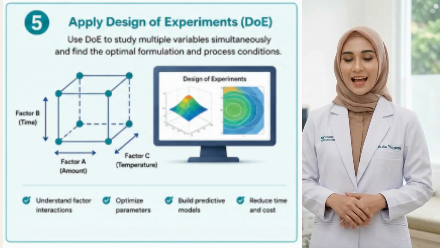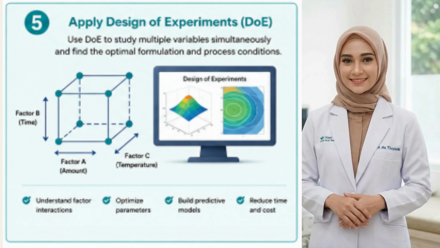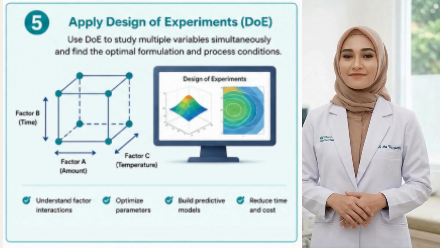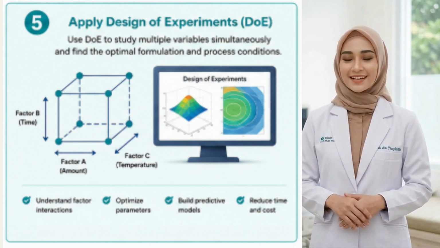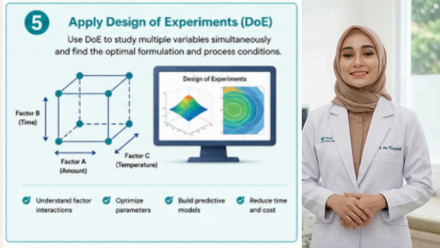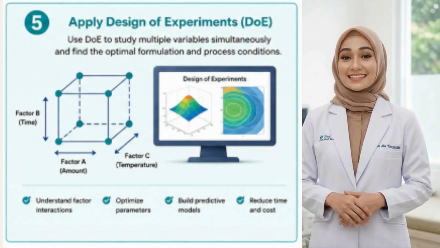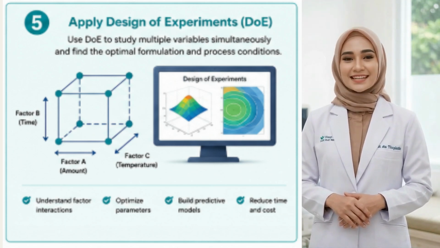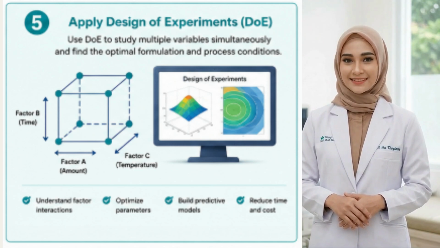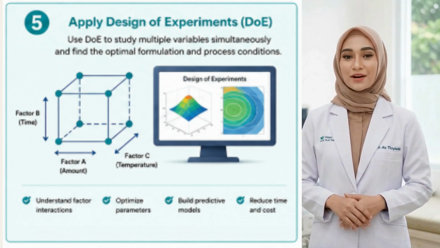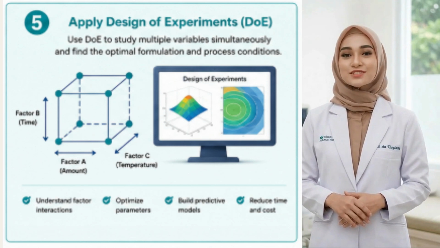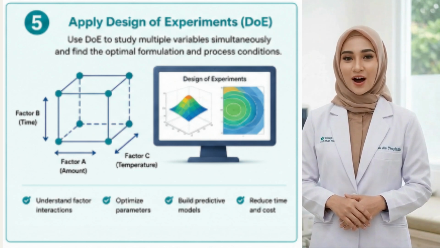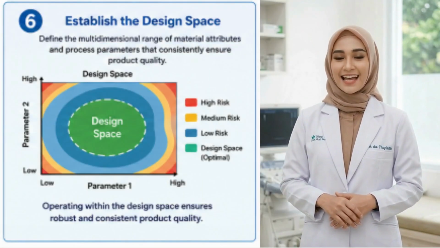Step 5. Apply design of experiments. Instead of changing one factor at a time, use design of experiments, or DoE, to study multiple variables simultaneously. DoE helps you understand interactions between variables, optimize formulation and process parameters, build predictive mathematical models, reduce development time and experimental cost.